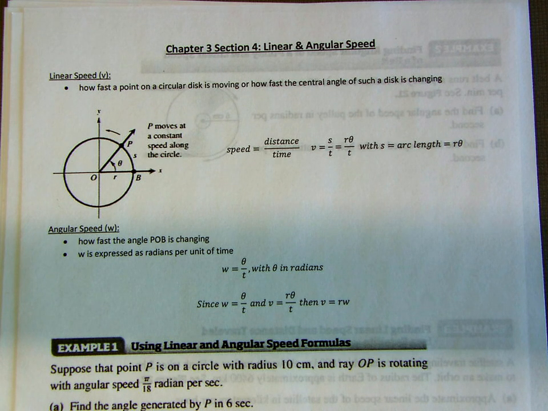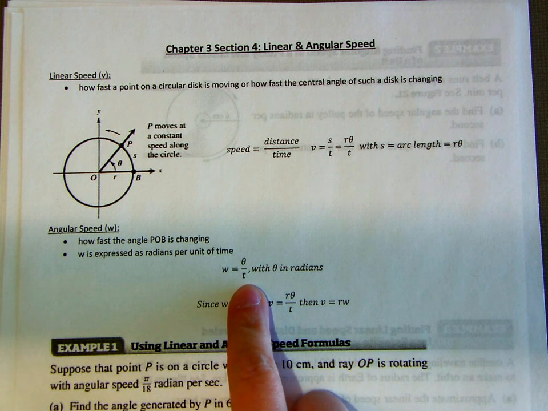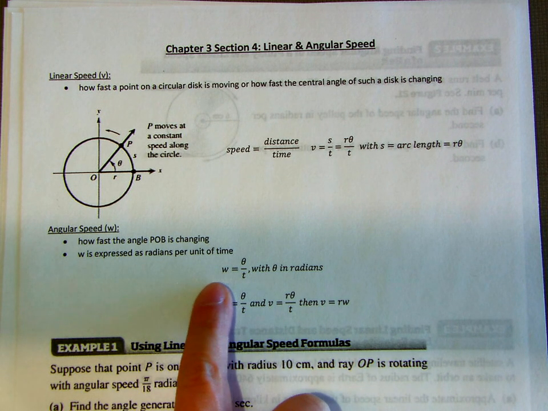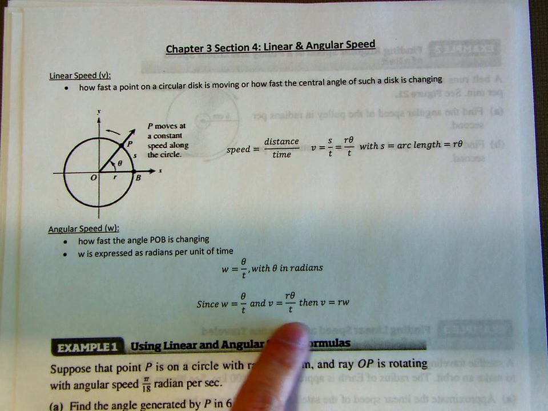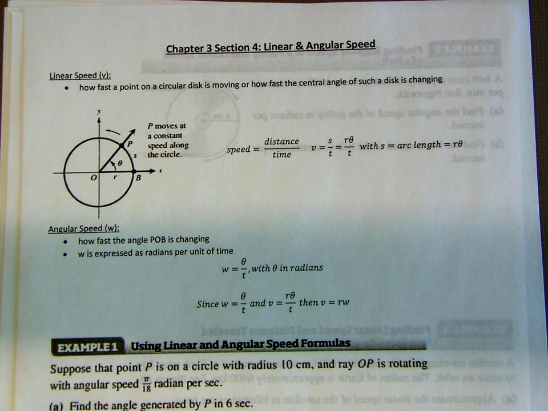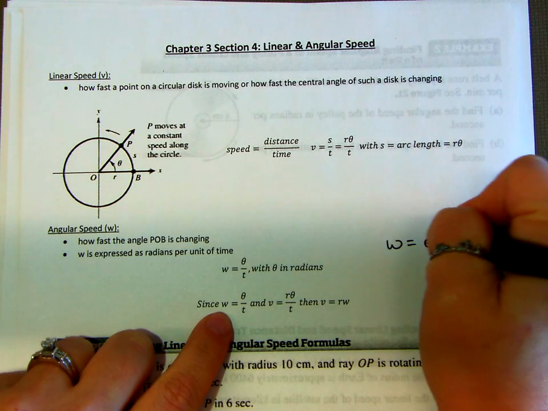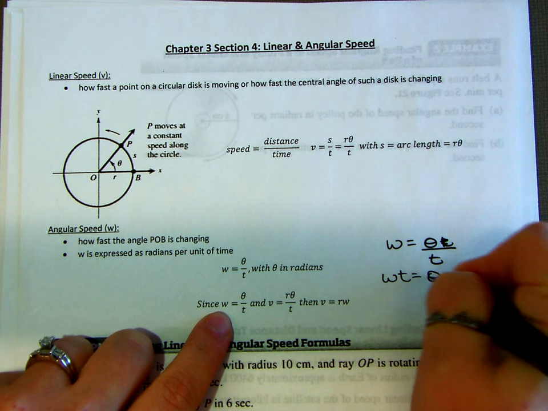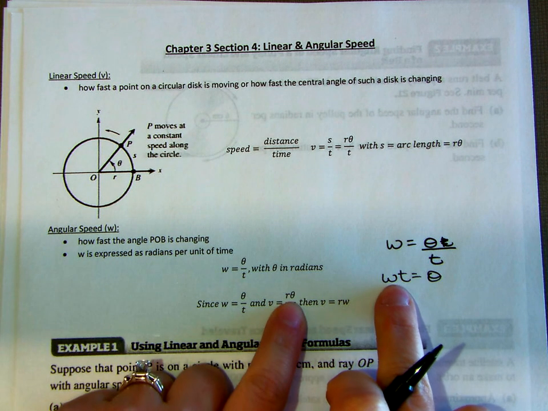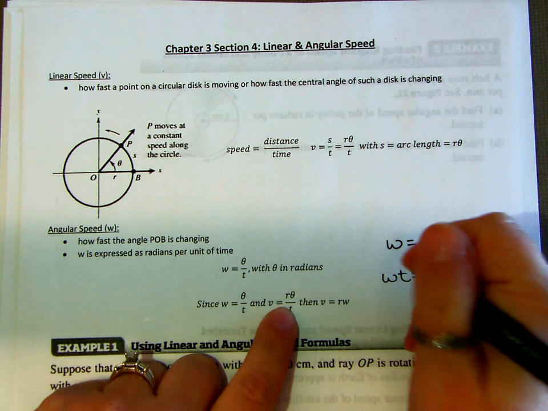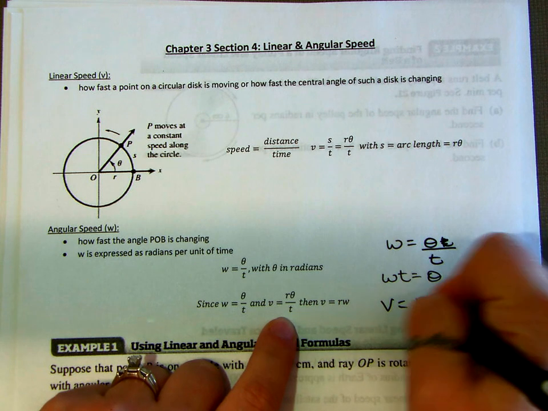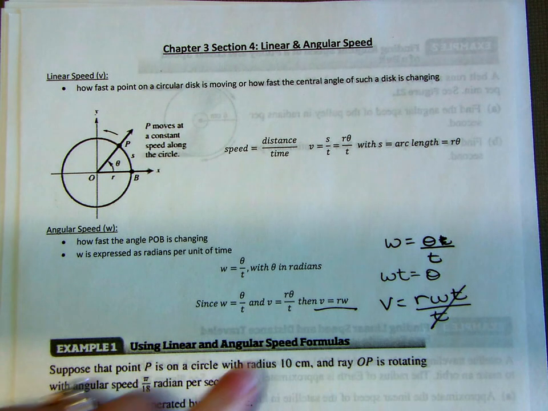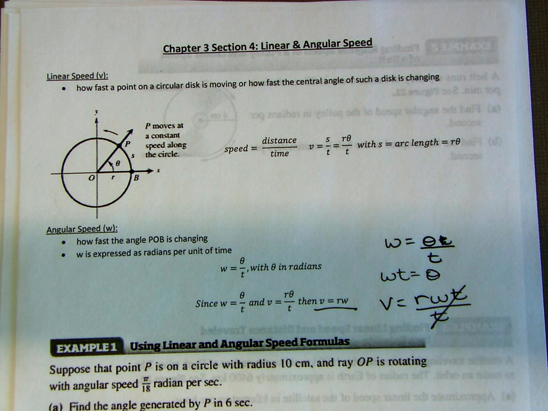Usually we think of angular speed as w equals theta over t. Again, theta is going to be given in radians. But since w equals theta over t, if I multiply the t over, I have theta equals wt. If I plug that into my linear speed, then I have v equals r w t over t. And then we get v equals the radius times the angular speed. So we can think about linear speed in reference to the radius and the angular speed.